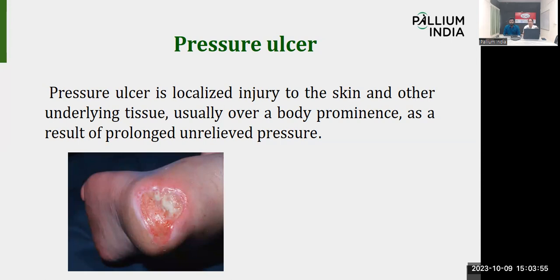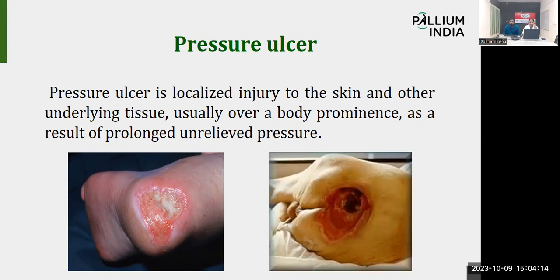Because of being at one point for more than 2 to 3 hours or 4 hours, the bony prominence area will get unrelieved pressure. Because of that unrelieved pressure, the skin will get injured or torn, and that will lead to pressure ulcer. Okay. So you can see the image. There are different types of pressure ulcer. Going forward, we can see what the stages of pressure ulcer are.